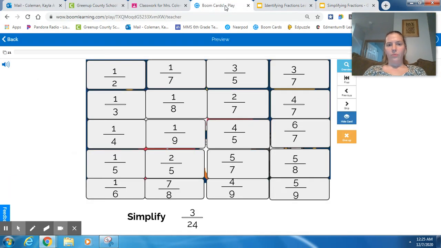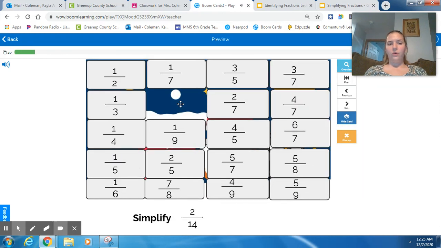So back in the boom cards, I'm going to look for 1/8. I'm going to click it. And if it's correct, I'm going to reveal a piece of that puzzle. So you guys have 1, 2, 3, 4, 5, 10, 15. You have 20 problems. I gave you 1, so you have 19.